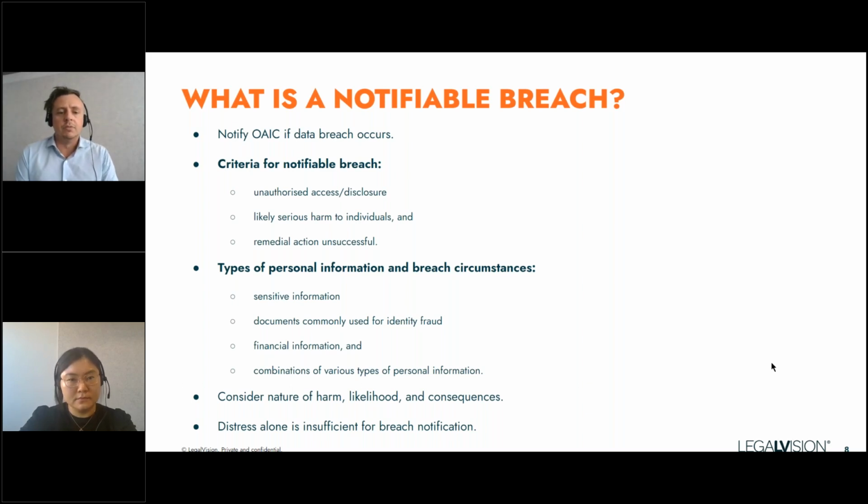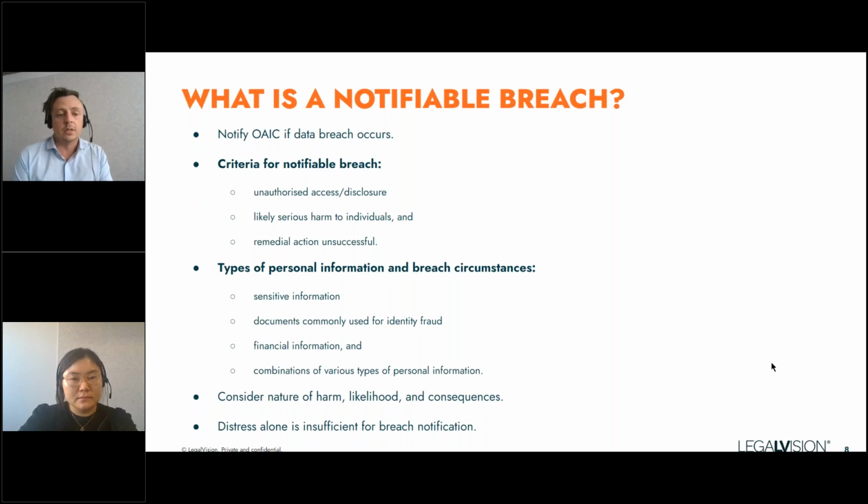Types of personal information involved in a data breach are important as well. There are various types of personal information that may increase the risk of serious harm if unauthorized disclosure occurs. Sensitive information, such as information about an individual's health, documents commonly used to identify, so fraud, such as Medicare cards, driver's license, passport numbers, etc. Financial information, or a combination of these types of personal information.